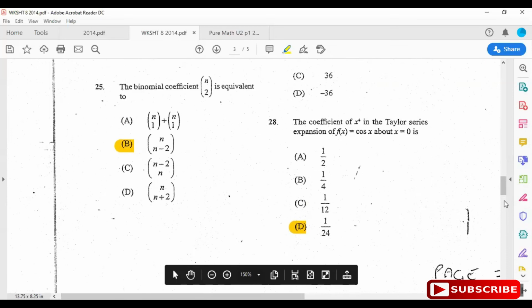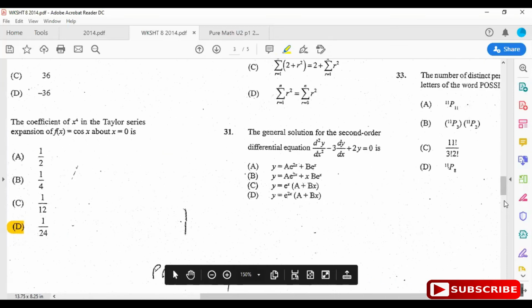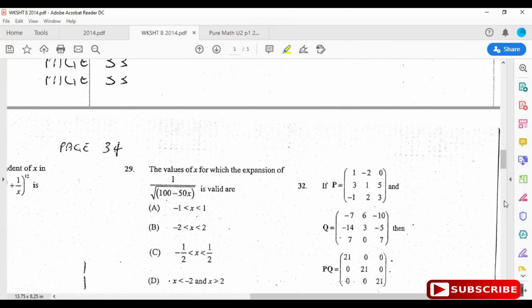That's 28. Let's go to 29. All right, question 29. Question 29 says, find the values of x for which the series is valid. Now, look at this question. First and foremost, I cannot square root a negative number. Right? That's the first thing.